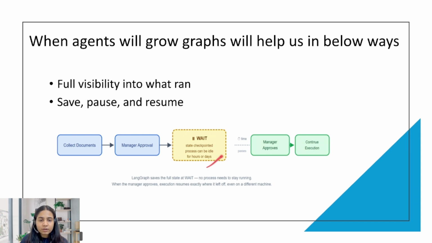When it gets the approval, when the manager approves that process, then it will continue the execution. So first it needs the manager approval, and then it will go and execute the process.